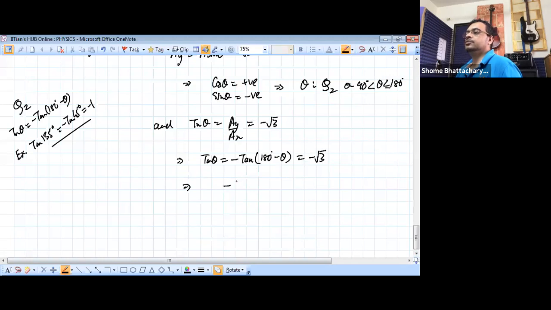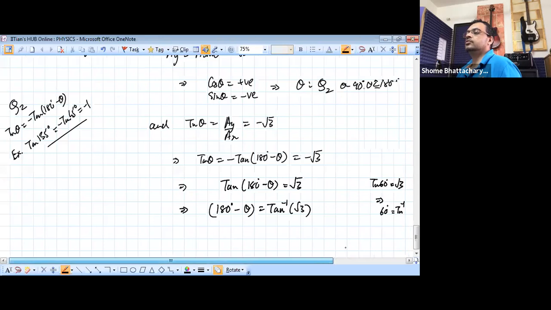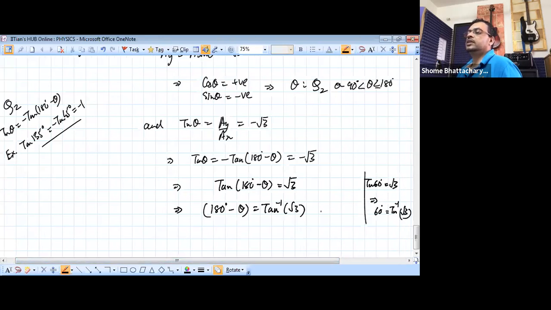So next step, this is equal to this. That means remove the minus sign between these two. So tan of 180 degrees minus theta is root 3, and you know that tan 60 is equal to root 3. In other words, 180 minus theta is tan inverse of root 3, so this means that 60 degrees is tan inverse of root 3. With that knowledge, you know that 180 minus theta is 60. So the angle theta is how much? It is 120. This is the proper formula based method.